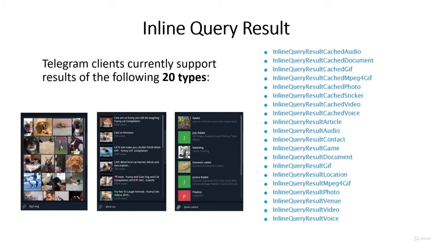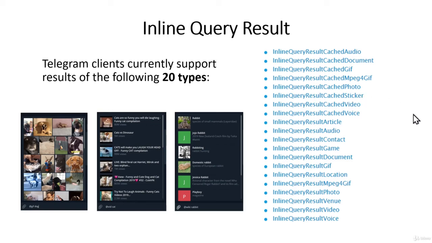There are 20 types of inline query results that we as developers can use to customize our result for the user. If you notice, there are some results that are repeated, and they are the cached version of some of the results below. That means if you have sent a file to Telegram before, it will be stored on their servers. And if you have the file ID of those files, you can send the file ID instead of sending the entire file again. So if you want to send the file ID of the file, you can use one of the cached inline query results to return.